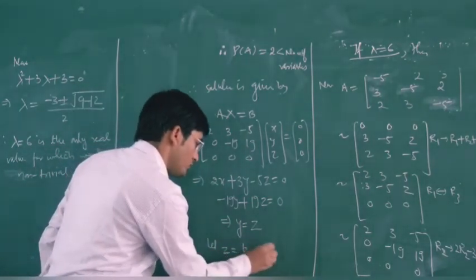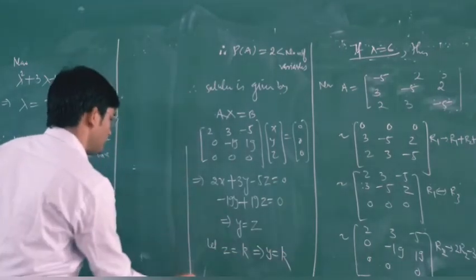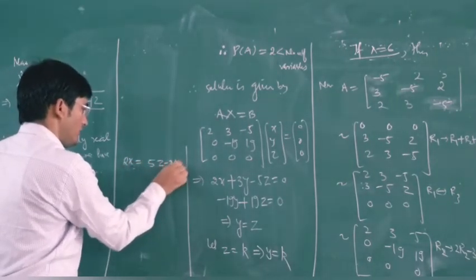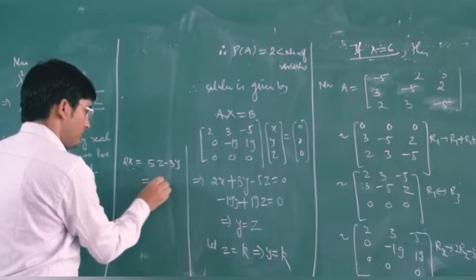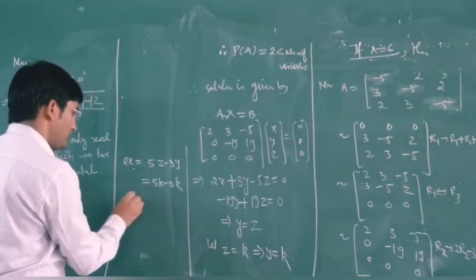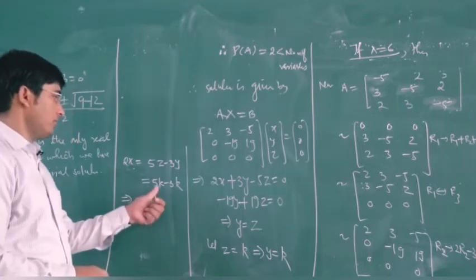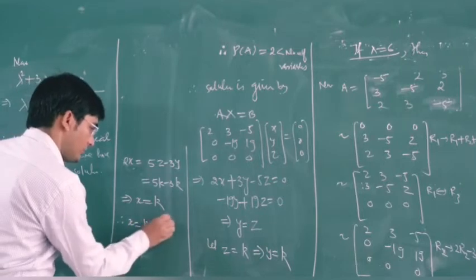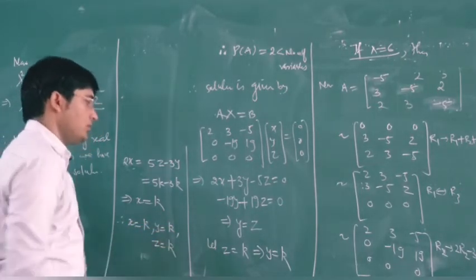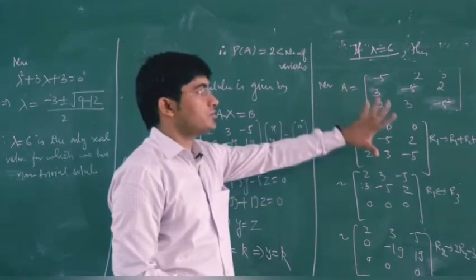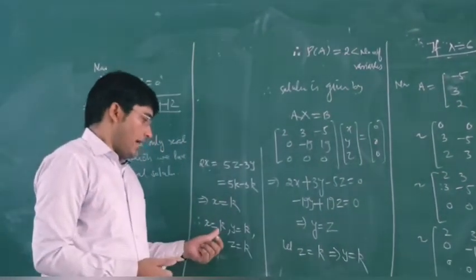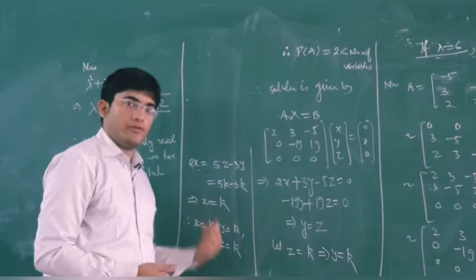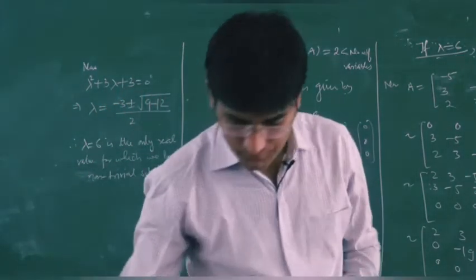If z equal to k, then your y will be k, and if your y is k, then from here your 2x will be equal to 5z minus 3y. So this is equal to 5k minus 3k. So this is your 2k, and again your x is k. So therefore x equal to k, y equal to k, and z equal to k is your solution of this system of linear equations. Now as k is arbitrary, we have infinite solutions, and the solution depends on the value of k. Now next question.